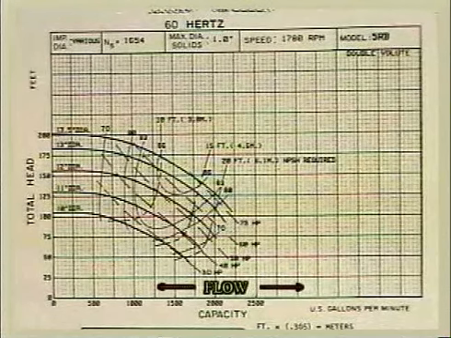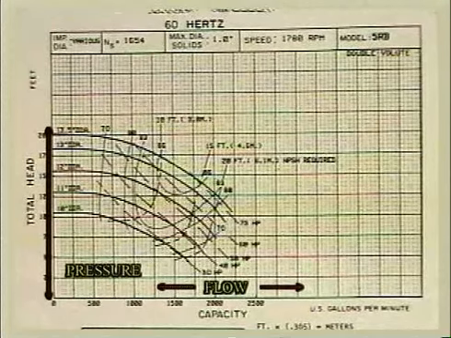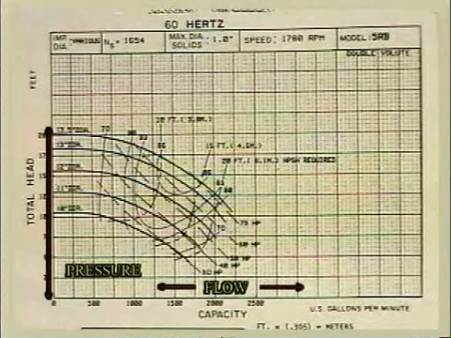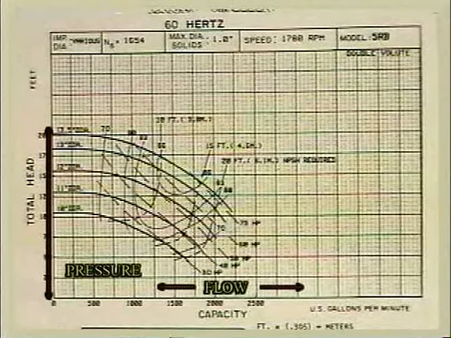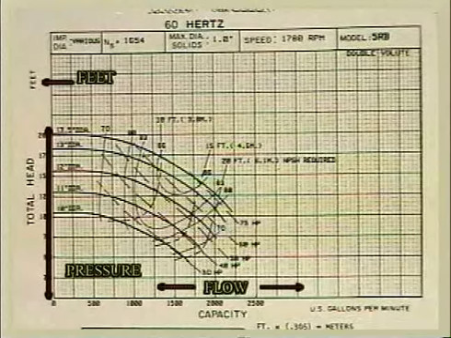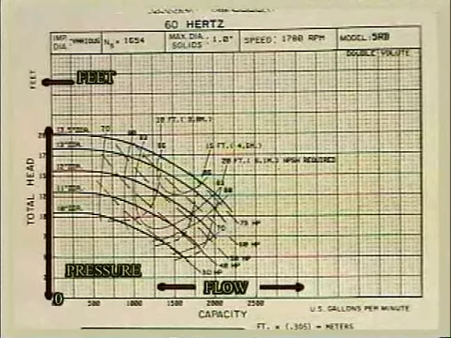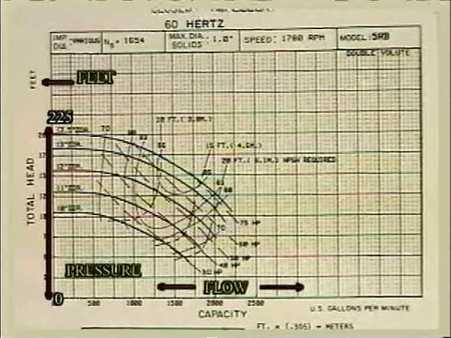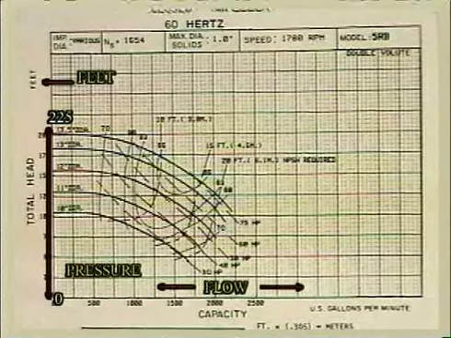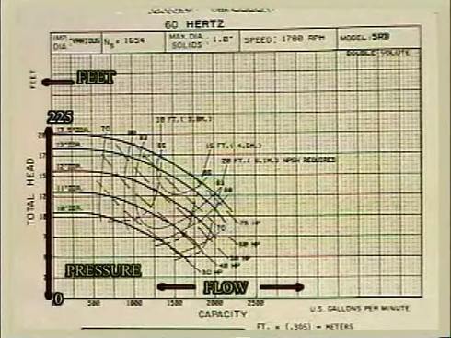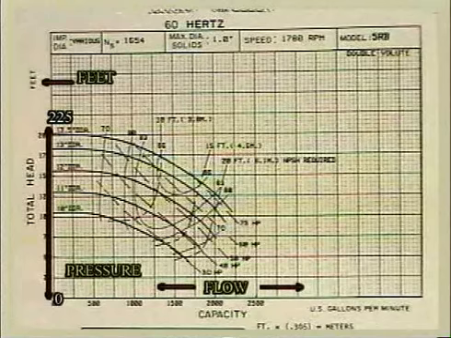We need to be able to find pressure. Well, pressure is the total head on the y-axis, the vertical axis. Total head in feet. It tells you the units are in feet. And this one goes from 0 to 200 feet. Actually goes up to 225. It goes just over 200 feet on the maximum possible pressure built by this pump.